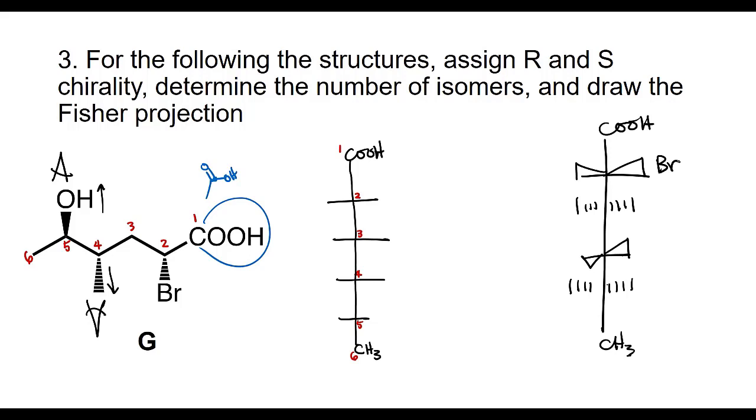Currently, it's going into the page. But when I rotated it, it came out of the page, and now both substituents are facing towards me. And now it's on my right side. So it simply went from, I mean, technically a dash to a wedge. Yes and no. Dash and wedge, literally the only thing it means is in the page and out of the page. But it went from in the page to out of the page. Yes, but not in the traditional sense, right?